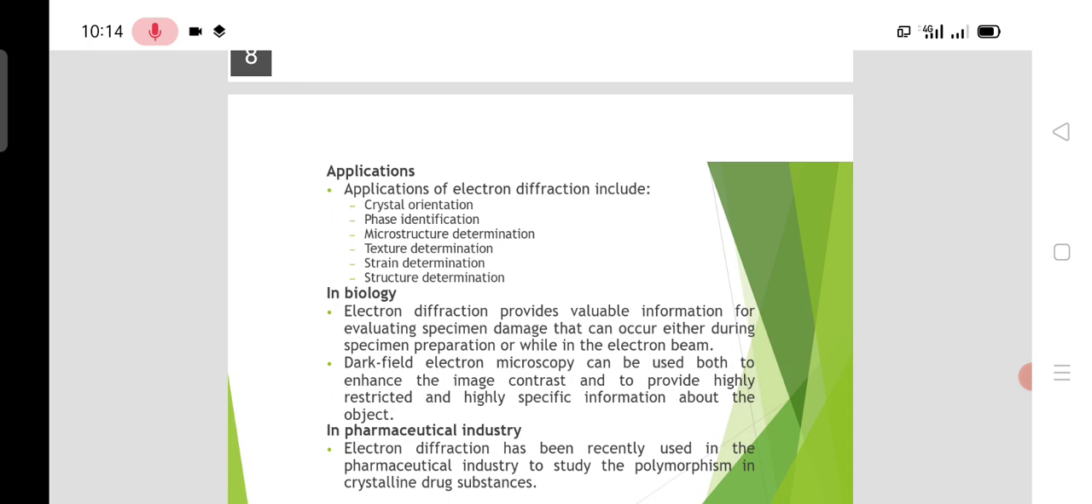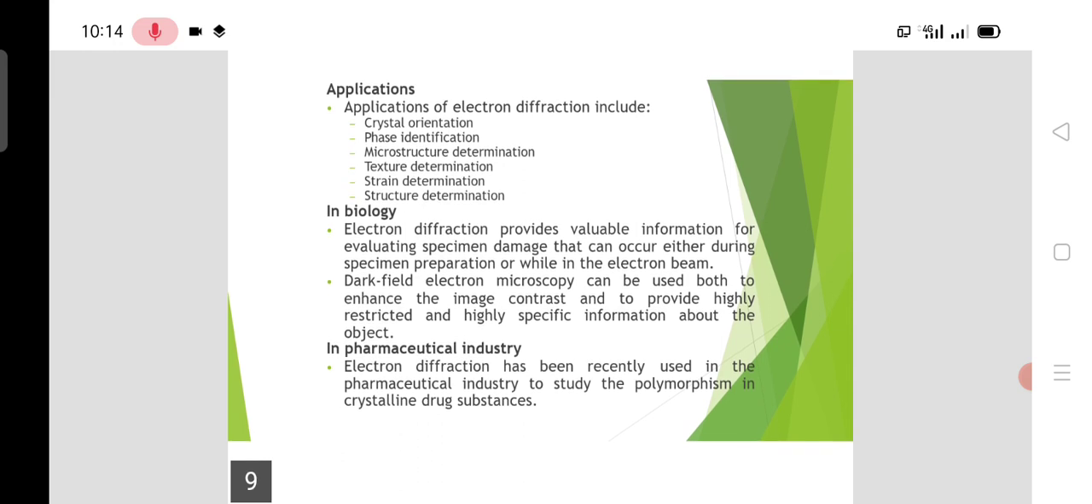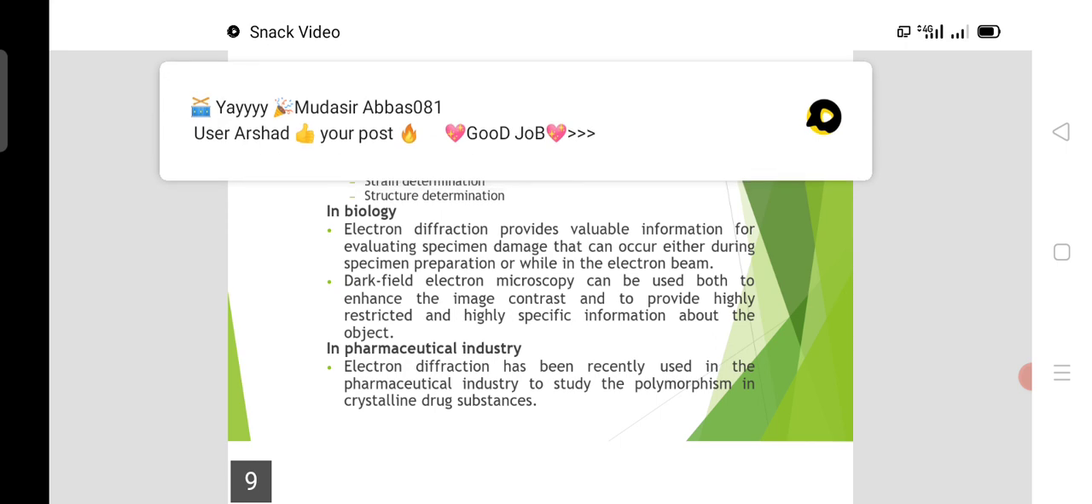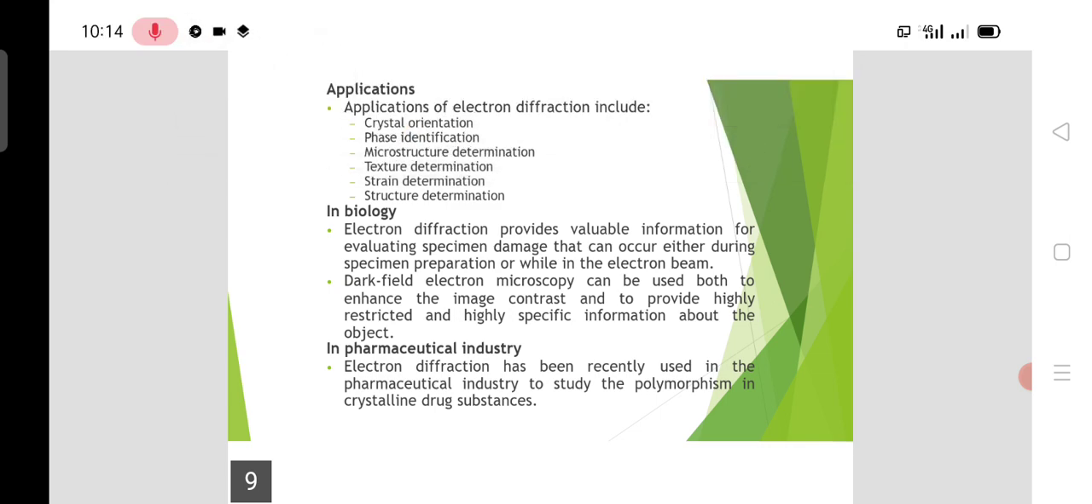Applications of electron diffraction include crystal orientation, phase identification, microstructure determination, texture determination, strain determination, and structure determination. In biology, electron diffraction provides valuable information for evaluating specimens damage that can occur either during specimen preparation or while in the electron beam. Dark field electron microscopy can be used both to enhance the image contrast and to provide highly restricted and highly specific information about the object.